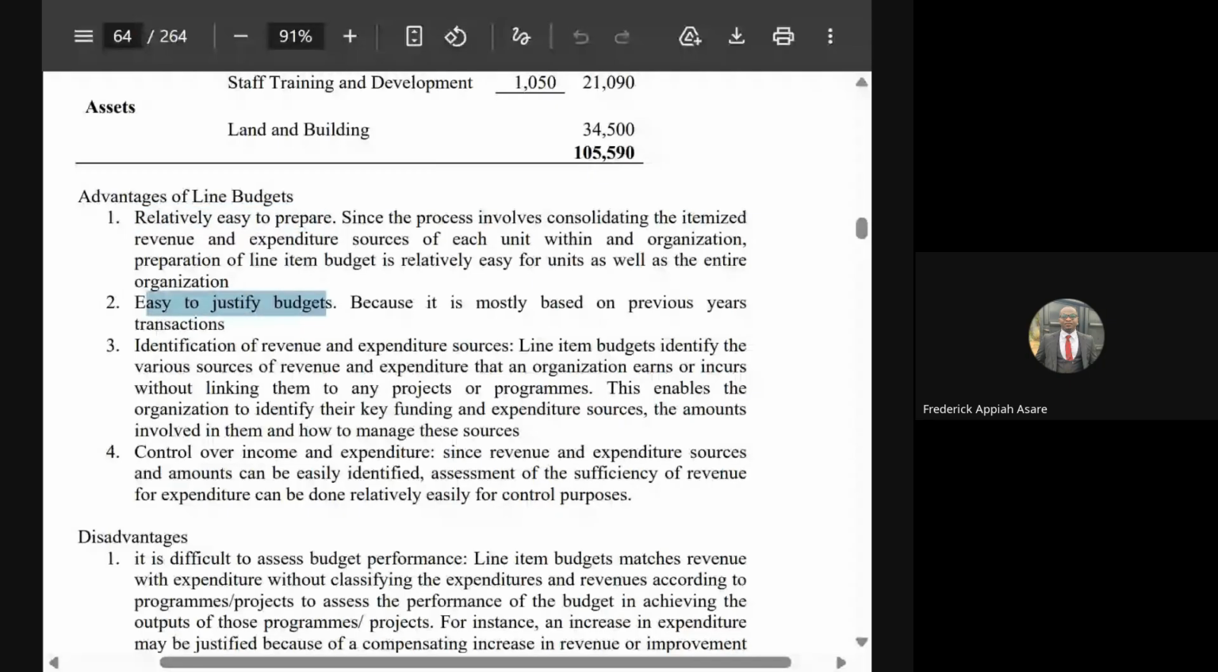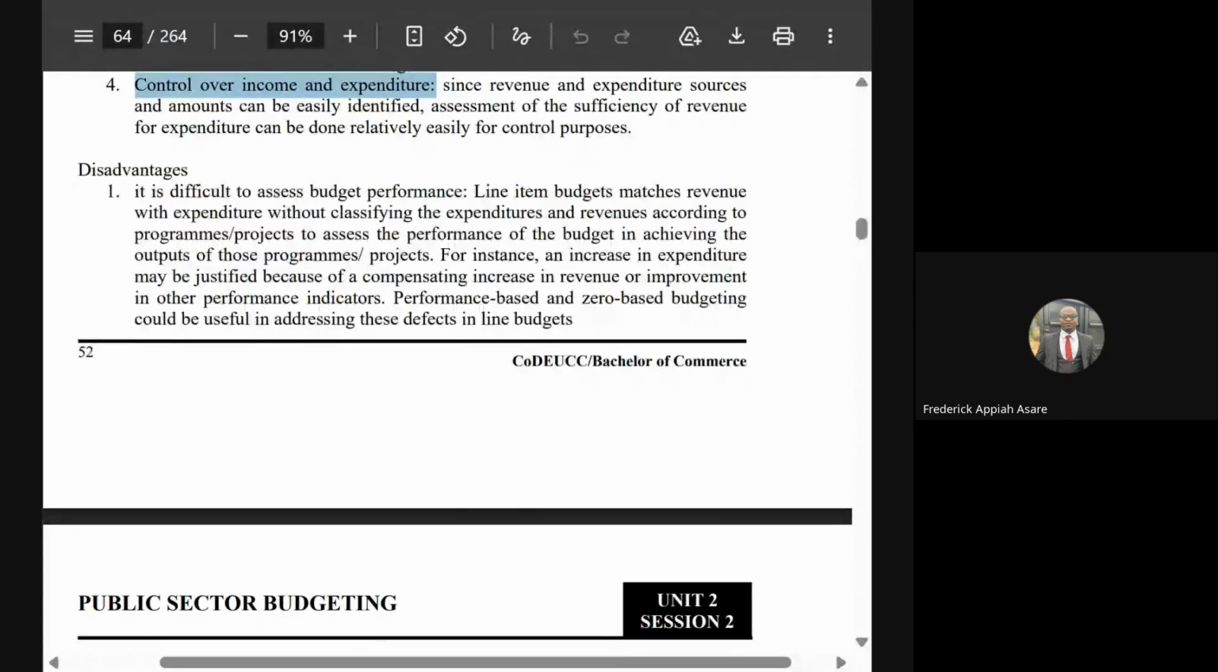It's easy to justify budgets because it is mostly based on previous year's transactions. So maybe last year you paid school fees of 5,000. You know this year it's likely you pay something above 5,000. Identification of revenue and expenditure sources: it's easy for you to identify the source of the revenue as well as the source of the expenditure. Control over income and expenditure: when you do the line budget, you are able to control your income and expenditure.